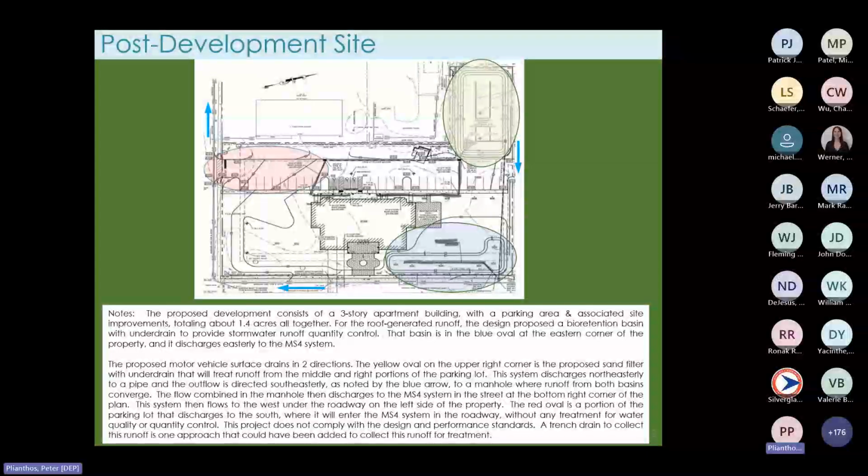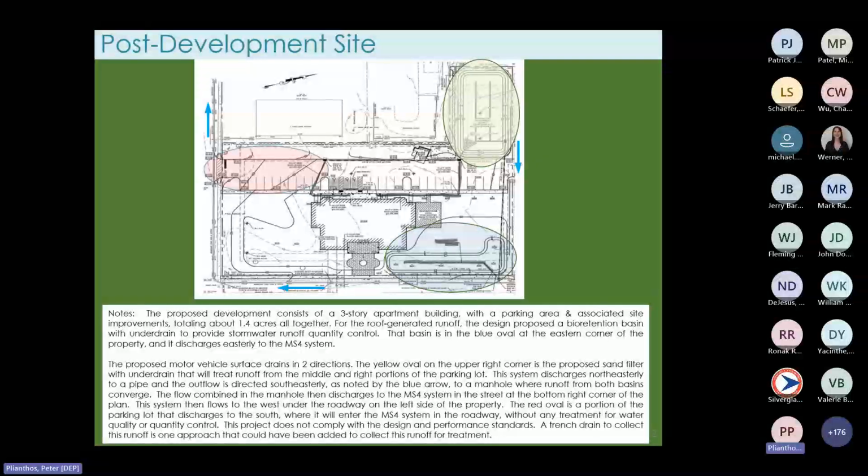This system discharges northeasterly to a pipe, and the outflow is directed southeasterly, as noted by the blue arrow, to a manhole where runoff from both basins converge. The flow combined in the manhole then discharges to the MS4 system in the street at the bottom right corner of the plan. This system then flows to the west under the roadway on the left side of the property.